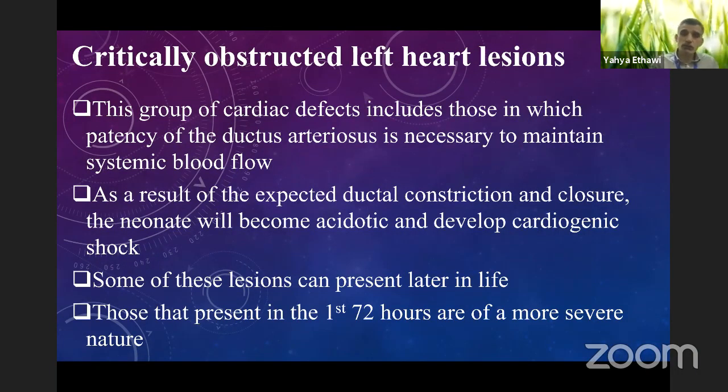The other lesion is critical obstruction. When we say critical obstruction, we mean there is no gradient. When there is a critical obstruction on the left side, then the left side depends on the right side through the PDA. When there is critical obstruction of the right side, then the right side depends on the left side for the PDA. So it depends where the obstruction is; the shunt should be left to right or right to left depending on that. In that situation, you need to keep the duct open, so you need to give prostin.